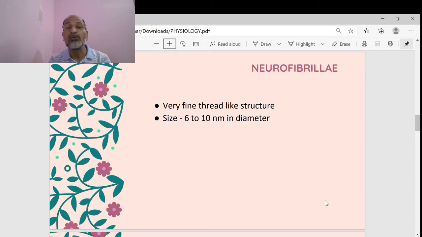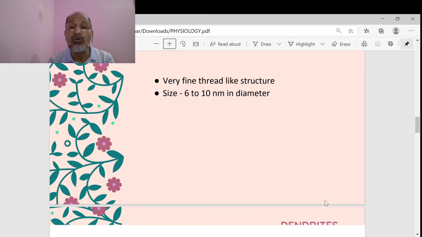Then you have the neurofibrils. These are very fine thread-like structures, and they form a mesh-like structure within the cell body. Their size is 6 to 10 nanometers in diameter. And this is about the neurofibrils.